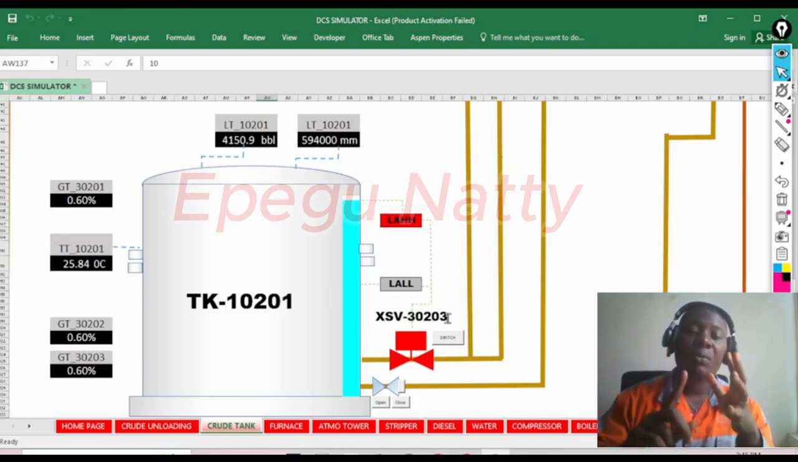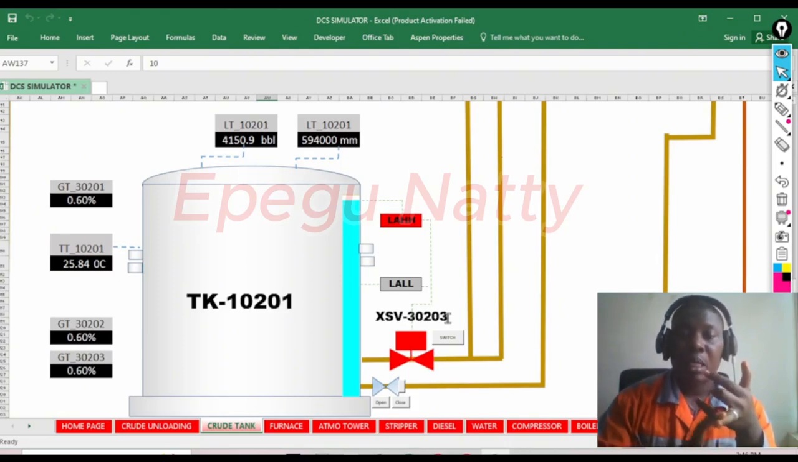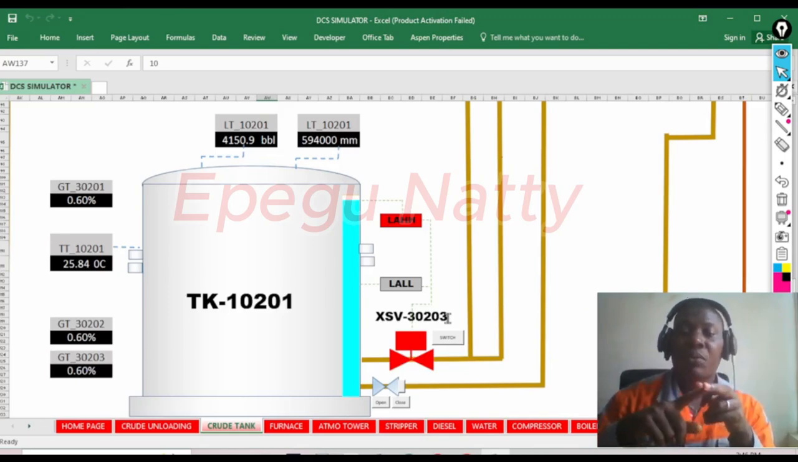Now, like I said, we have three layers. The first layer is the level instrumentation, high level, low level. That is one. The second one is the alarm. That is two. The third one is a trip. Now, if you accredit the trip to be a safe, it means this ESD is a safe.